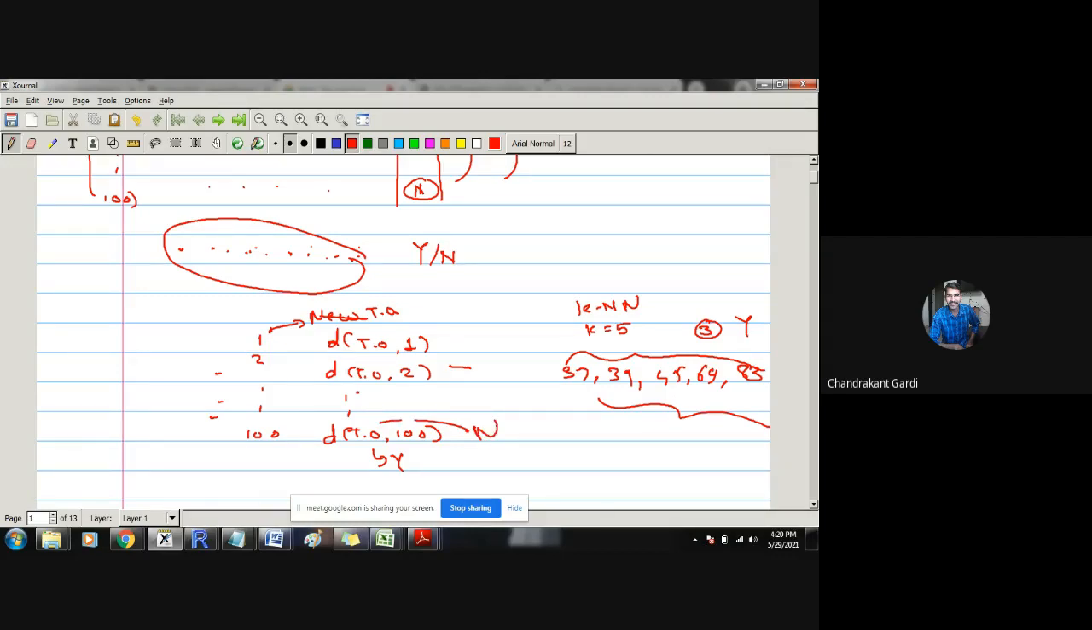So once we identify the nearest neighbors for that particular observation, then we will consider the majority among those nearest neighbors. So whichever is the majority, if yes is the majority, then the test observation will be classified as yes. If the majority is for no, then the test observation will be classified as no. So in this specific case, we are talking about three or more than three.